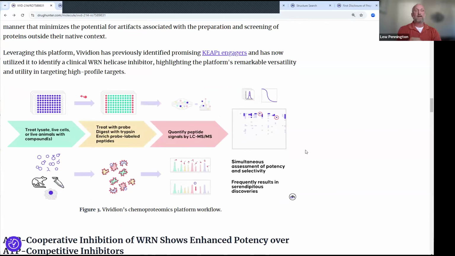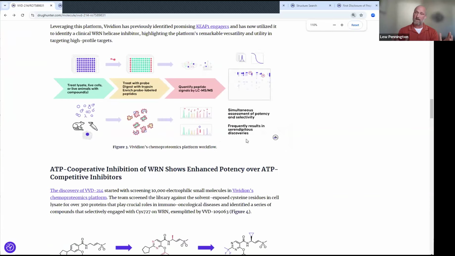So really just quickly going through this here in figure 3, you can see the way they go about doing this is they treat either cell lysate or live cells or even live animals with their compounds of interest, or covalent compounds. And then that's followed by treating with the probe molecule, digesting with trypsin, and then enriching those probe-labeled peptides. And then they're able to quantify the peptide signals using LC mass spec. This allows them to simultaneously assess potency and selectivity, and also results in some serendipitous discoveries. So in this case, they screened 10,000 compounds against 300 proteins.